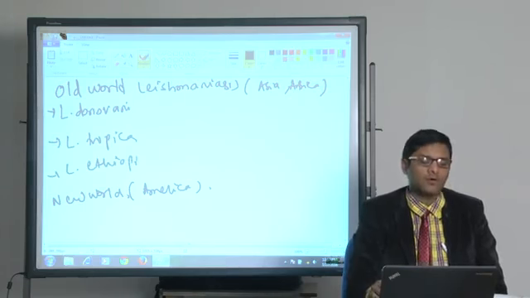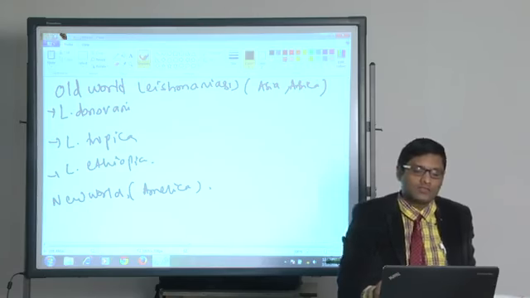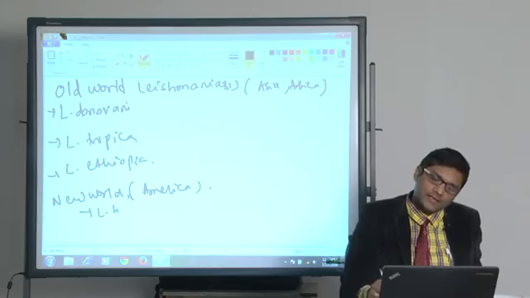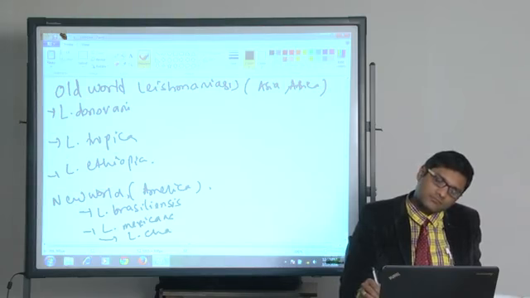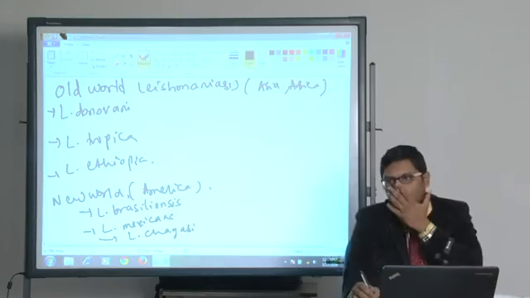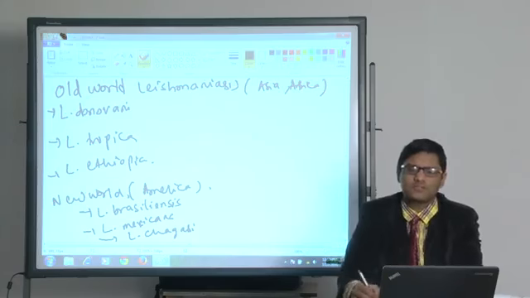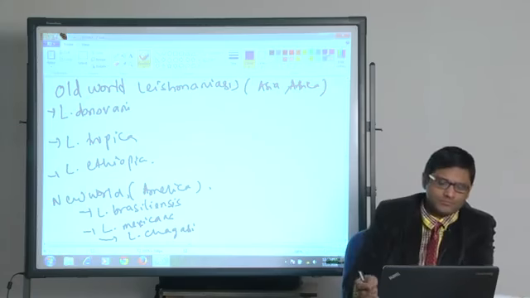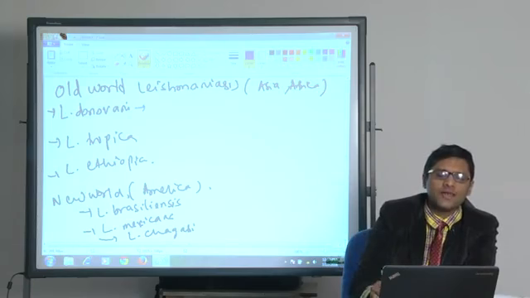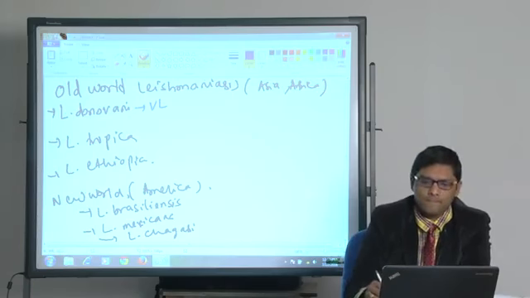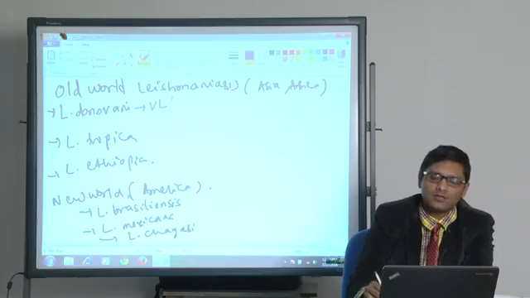These are the members of Old World, whereas New World is Leishmania braziliensis, mexicana and chagasi. These are New World Leishmania species. Donovani causes VL. What is VL? Visceral leishmaniasis, also called Kala-azar.